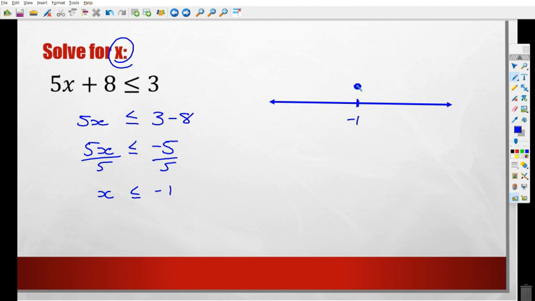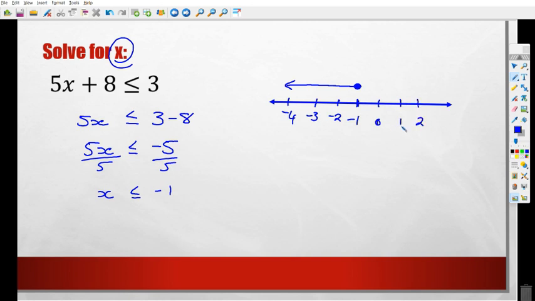Now what are all the values smaller than negative 1? To the left or to the right? All the values to the left of negative 1. If you want me to, I can put some more values in here: negative 2, negative 3, negative 4. Can you see that all these values over here to the left are all smaller than negative 1? So all these values up until negative infinity are all smaller than negative 1. If I go this way, that's 0, then it's 1, 2.